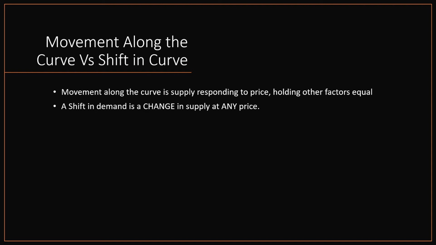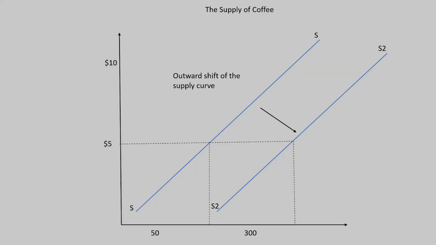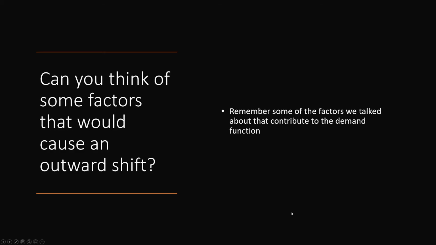A shift is a change in supply at any given price. So here we've got an outward shift in the supply curve, a big outward shift. In here, supply is increased at any price. So at $5, we used to only provide this much coffee. Now we've shifted outwards the supply curve, and we're willing to provide, at the same price, much, much more coffee. Okay, so can you think of some factors that would cause an outward shift? Well, remember some of the factors we talked about that contribute to the demand function. It's very similar for the supply function.